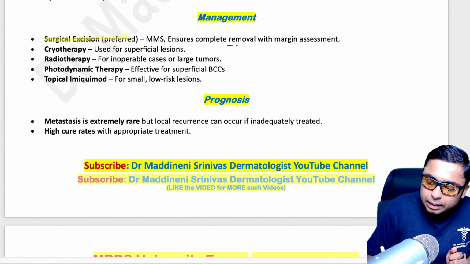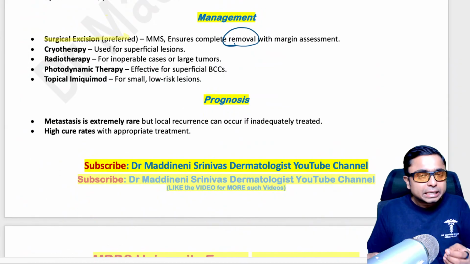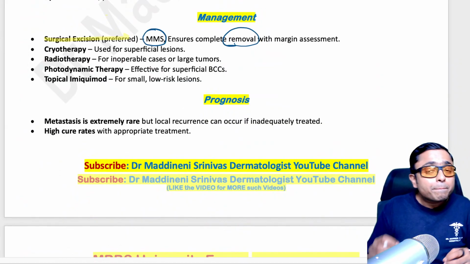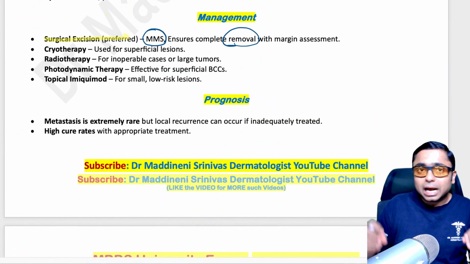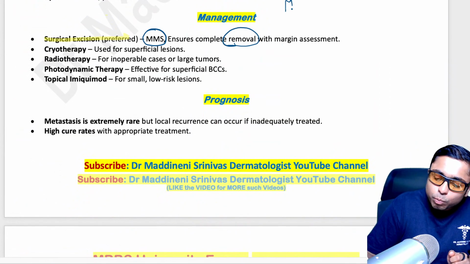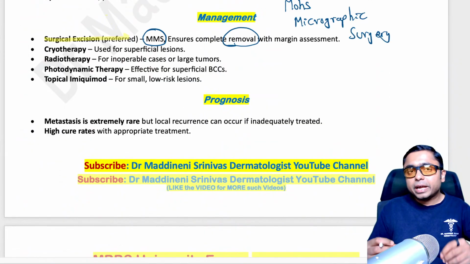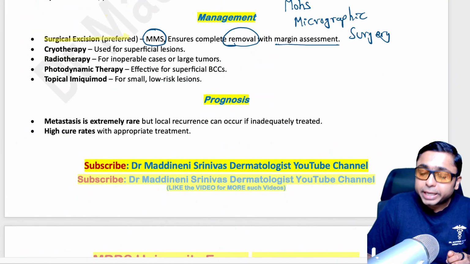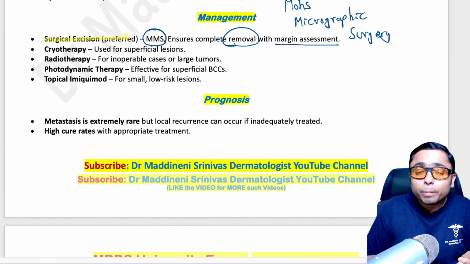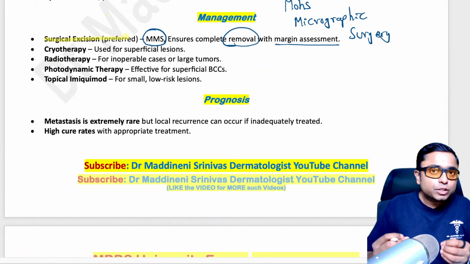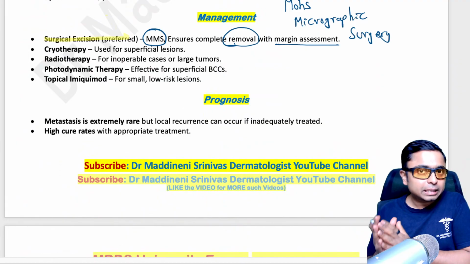In the management, remember, surgical excision is the preferred method because it is going to ensure that the malignancy is completely removed, and this surgery is called MMS. This is not Ragini MMS. The MMS here stands for Mohs micrographic surgery. So this is a very precise surgery where the margins are going to be very meticulously identified intraoperatively, and they are going to be completely removed without any residual tumor cells remaining in the patient's body.